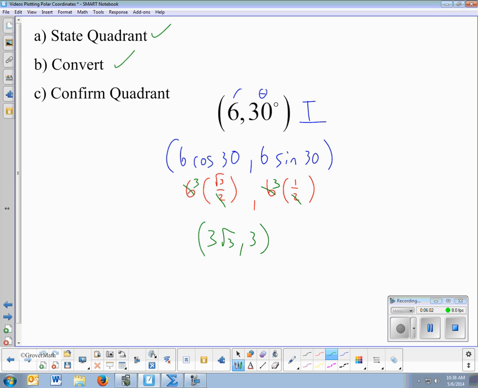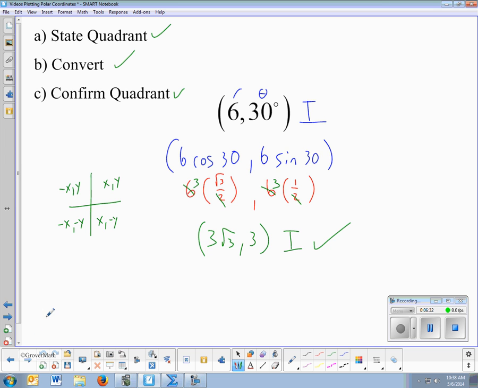I stated it was quadrant 1. How do I confirm it's quadrant 1? Well, the way to confirm it is simply thinking about our quadrants. We know in quadrant 1 x and y are both positive, but in quadrant 2 we're going to have a negative x, positive y. In quadrant 3 it's going to be negative x and negative y. And in quadrant 4 it's going to be positive x, negative y. So the fact that I have 2 positives for x and y, I know I'm in quadrant 1, so it's confirmed.